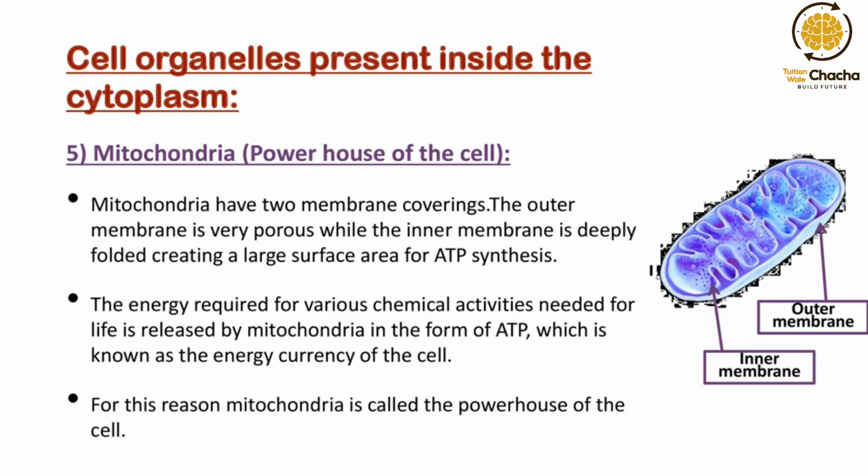5. Mitochondria, powerhouse of the cell. Mitochondria have two membrane coverings. The outer membrane is very porous while the inner membrane is deeply folded, creating a large surface area for ATP synthesis. The energy required for various chemical activities needed for life is released by mitochondria in the form of ATP, which is known as the energy currency of the cell. For this reason, mitochondria is called the powerhouse of the cell.